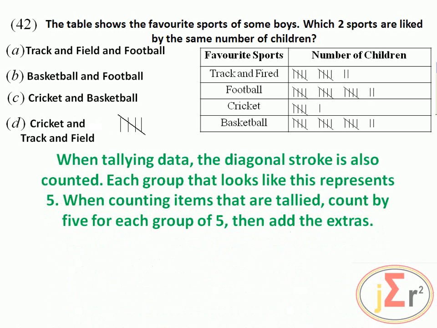When tallying data, the diagonal stroke is also counted. Each group that looks like this represents 5. When counting items that are tallied, count by 5 for each group of 5 and then add the extras. So we can just look and we see 5, 10, 15 plus 2, that's 17. Or we may say 5 plus 1, 6.